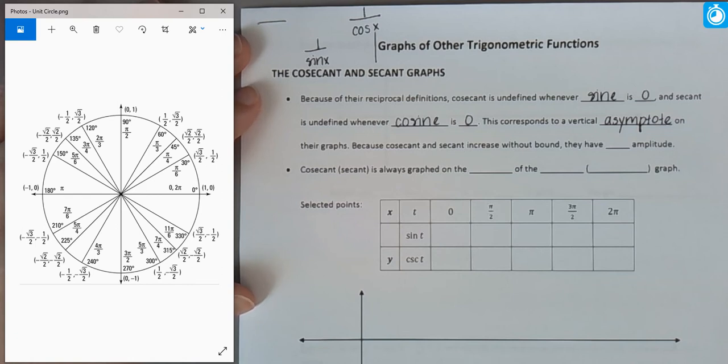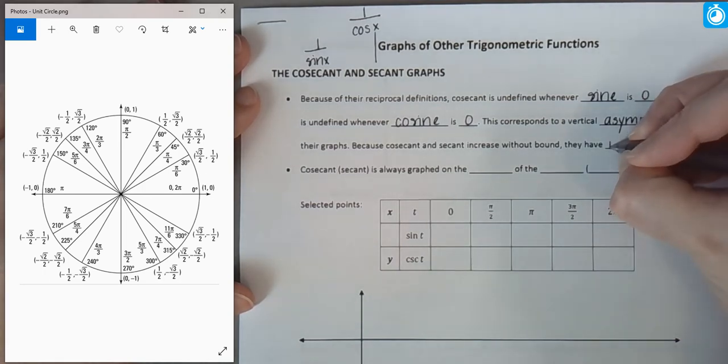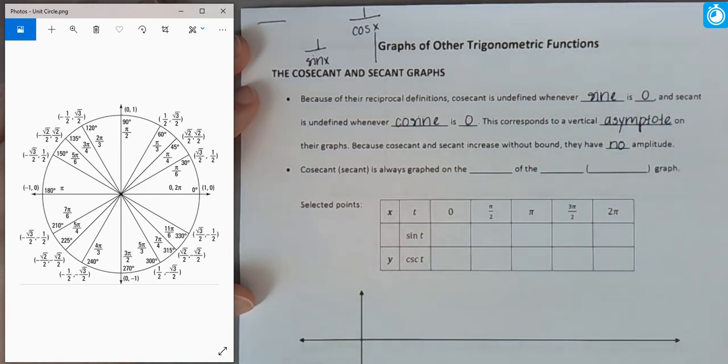Also, because we have these asymptotes, we have locations where the graphs are going to hug this vertical line and then increase and decrease without bound. For this reason, these particular graphs have no amplitude. We defined amplitude for sine and cosine as the height of each of those waves: how far up we go to the maximum and how far down we go to the minimum from that central line. Well, in this case, because the graphs increase and decrease without bound as they approach these asymptotes, we don't actually have a true wave height. So there isn't going to be a defined amplitude for cosecant and secant.